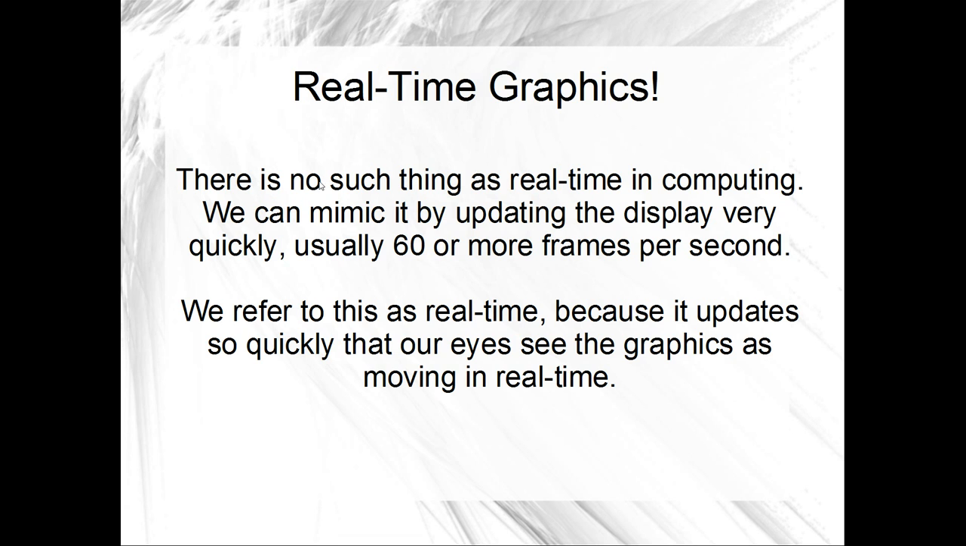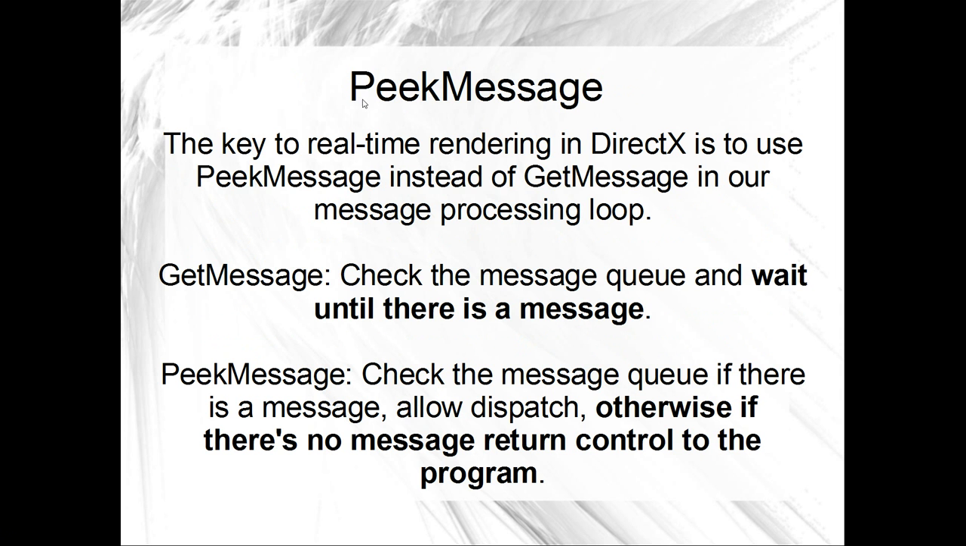Okay, real-time graphics. There is actually no such thing as real-time graphics in a modern computer. If you think about it, the computer's CPU and the graphics card work on clock ticks, so there is no real-time, but what we do is we update the image on the screen fast enough that to our eyes, or to the person playing the game, it looks like real time. But there's no real actual smooth movement in the computer. It's lots of different frames.